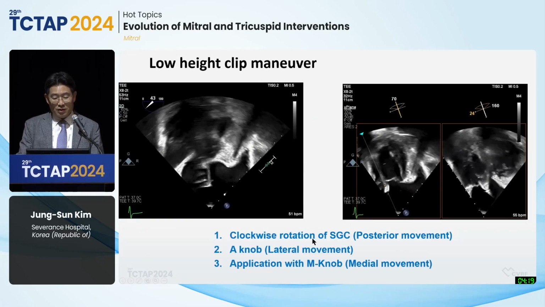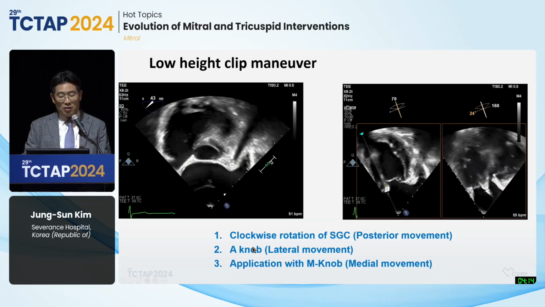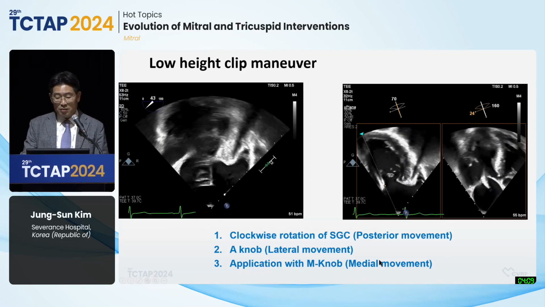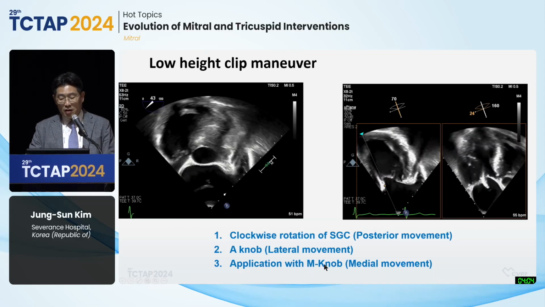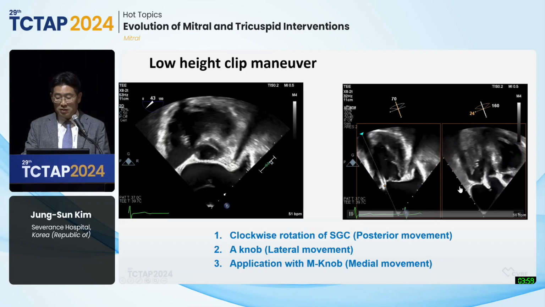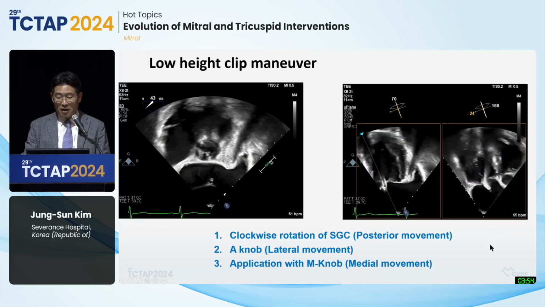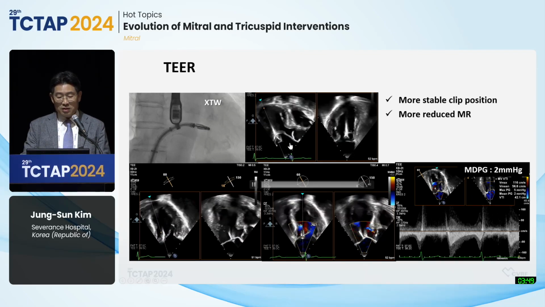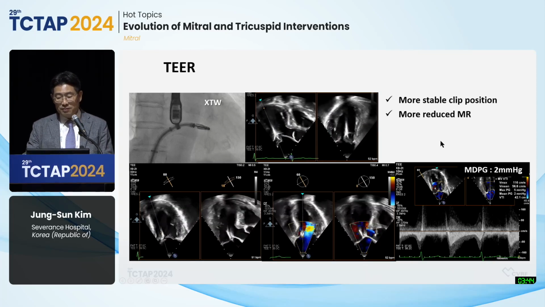So in this case, we applied counterclockwise rotation of the SGC for posterior movement and adjusted the A knob, then moved laterally, and then finally modified the position medially with the application of the M knob. So here's the final position, the medial part, and adequate height of the CDS in the LA. So finally, we captured 2 mitral leaflets with the XTW system and decreased the MR to grade 1.